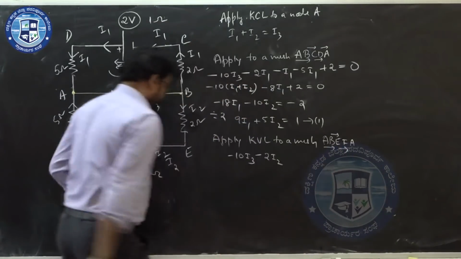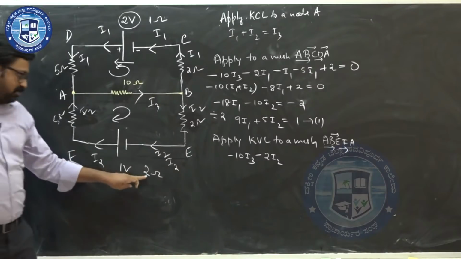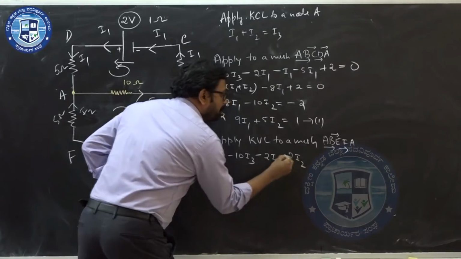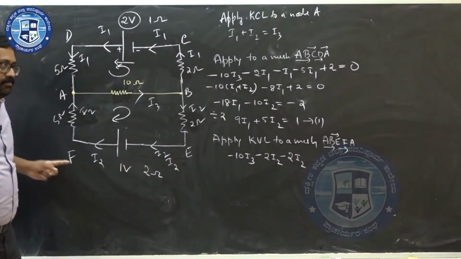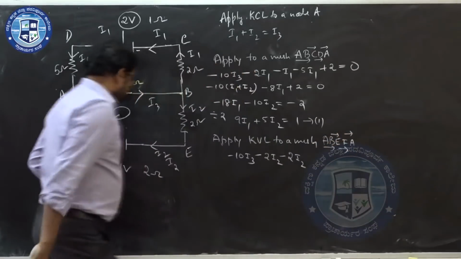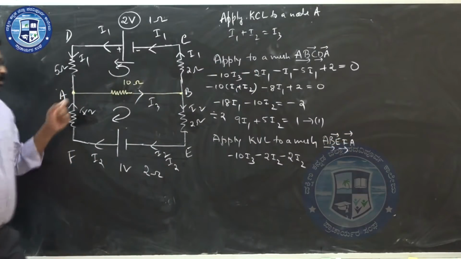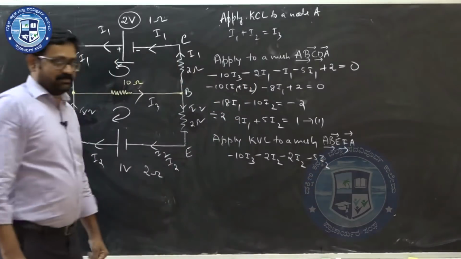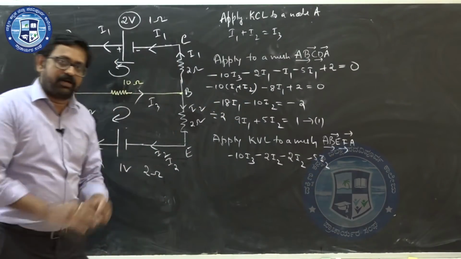Move from E to F. When you move from E to F, you will come across a resistance of 2 ohm, current is I2. Obviously it is minus 2 into I2. The reason is the same. Direction of the current and direction of the traverse are the same. Move from F to A. When you move from F to A, the product of current and resistance is again minus 5 I2. Again it is minus. You know the reason. So I reached back A. Product of IR is over.